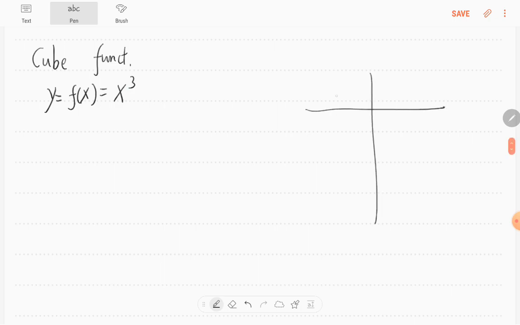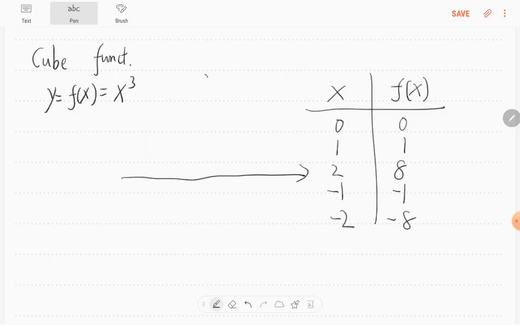So this is the x values and the f values. When x equals 0, it's equal to 0 cubed. It's equal to 0. When x equals 1, it's equal to 1. 1 cube is equal to 1. When x equals 2, it's equal to 2 cubed. So it's 8. When x equals -1, which is -1 cubed, is -1. -2, -8. Okay? So now let's look at the graph.